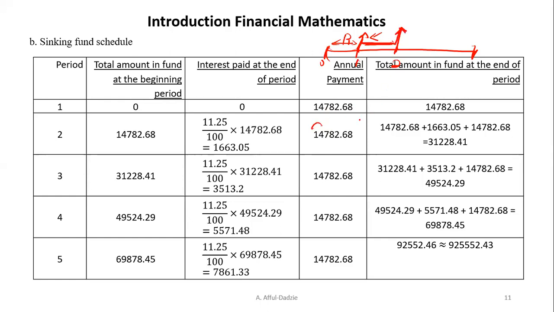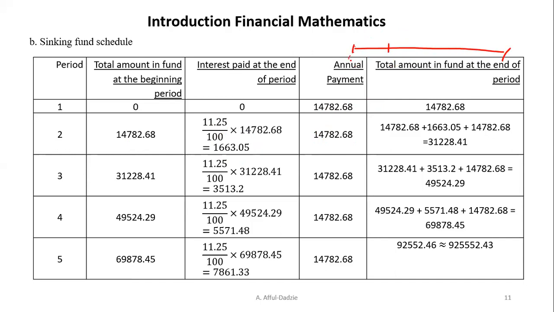So the total we have at the end of period 2 is the new installment we have made plus the interest plus what we have at the beginning.